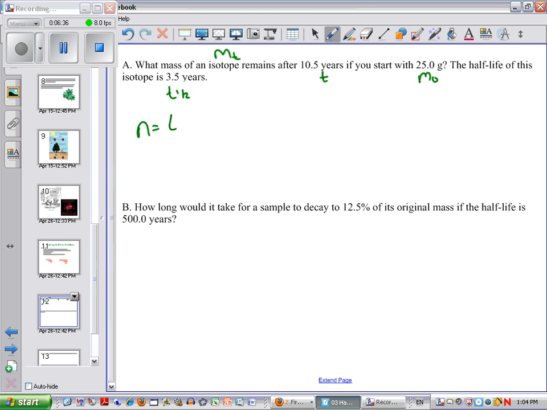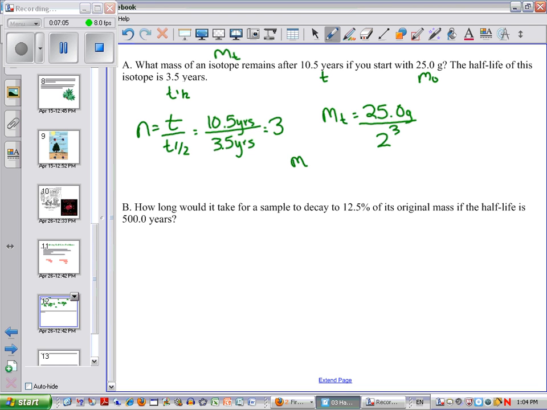N equals T over T 1/2. Time is 10.5 years. Half-life is 3.5 years. How many half-lives would have happened? 3. Good job. So that's the number of half-lives that have happened. Now that I know N, I can go use the other formula. M sub T equals M sub O, which is 25 grams, over 2 to the N, which is 3.